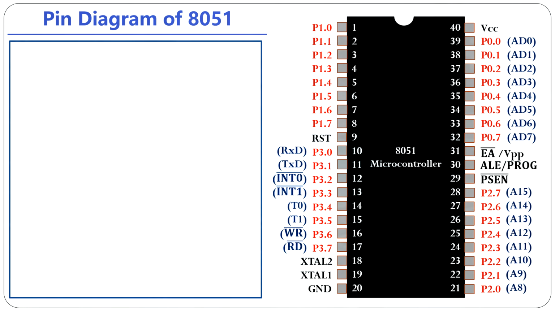This is the 8051 microcontroller 40 pin configuration. If you observe here, it is having 40 pins. You can identify pin number 1 on the left side of this notch, or there is a symbol provided. From that symbol onwards, you need to count the numbers 1 to 20 like this, and then 21 to 40.